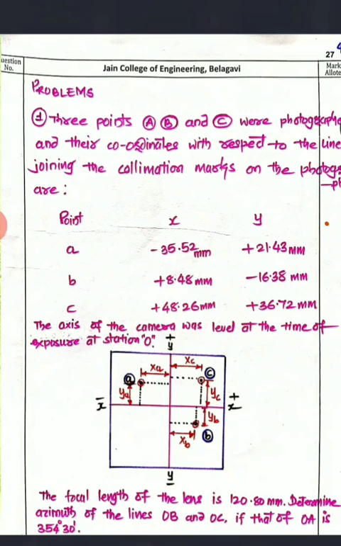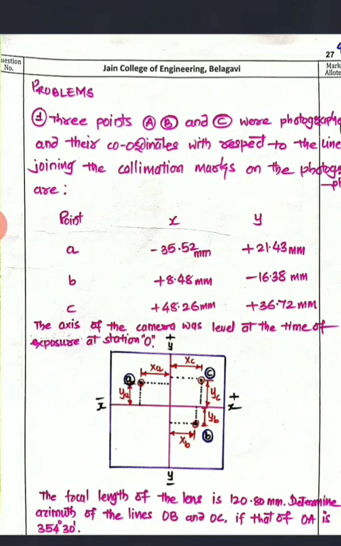The camera axis was at level. The time of exposure at the station, that is at O, is what they have given here. Now I will try to explain the same problem with this figure. This figure is not given in the problem, but I have drawn it with the data only so that you can easily understand. Here these are the x and y coordinates. To get the horizontal or vertical angle, you should know xa and xb, ya and yb, then xc, yc.